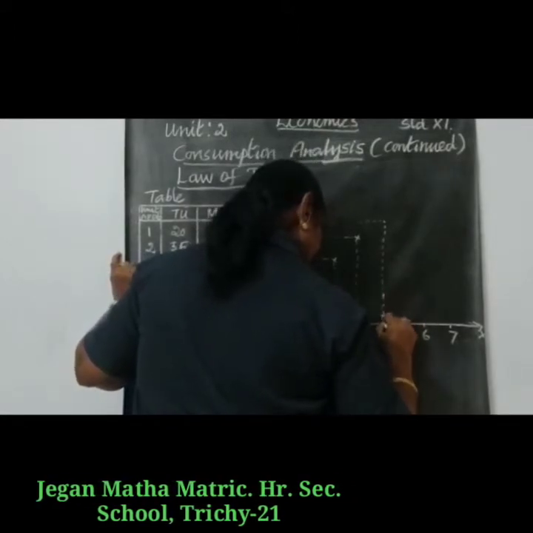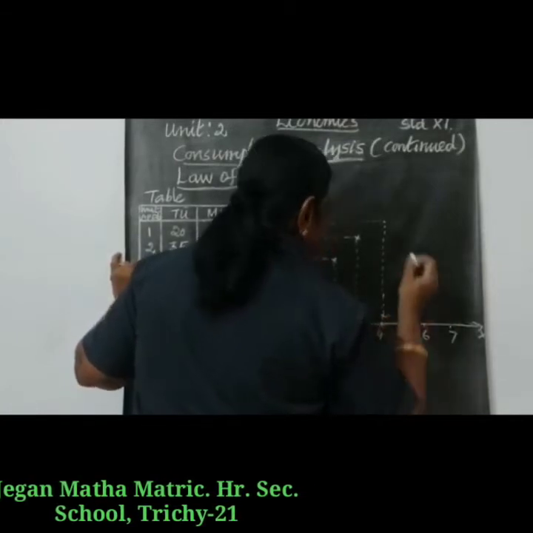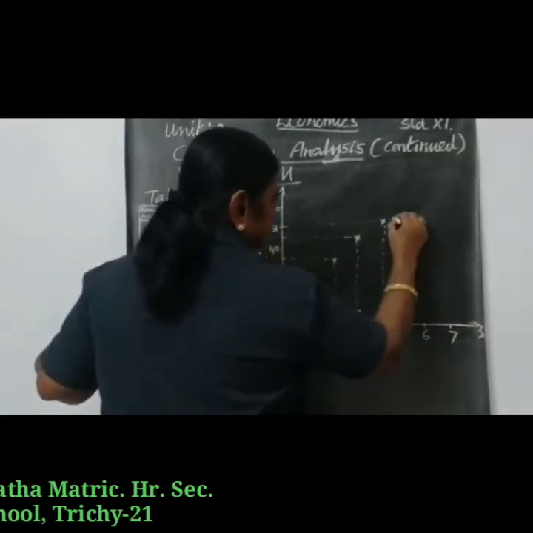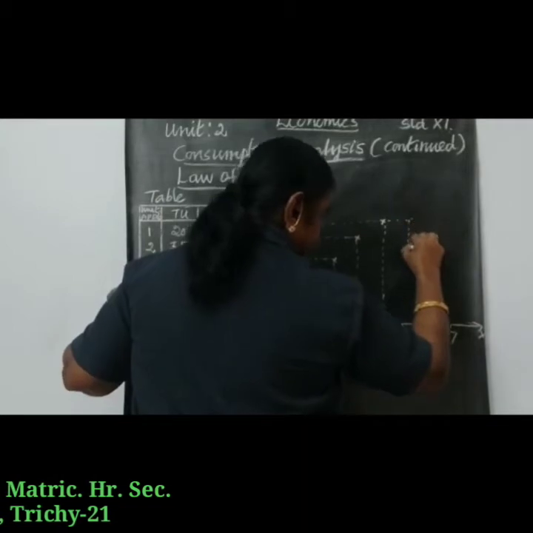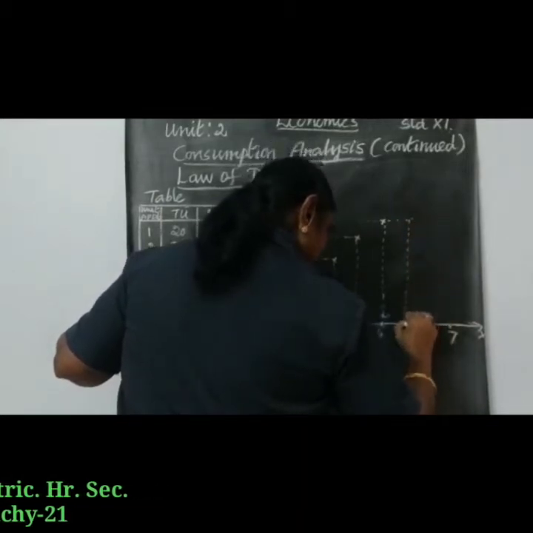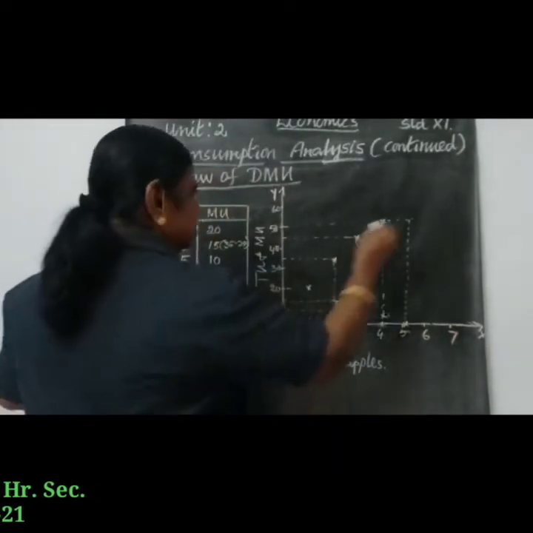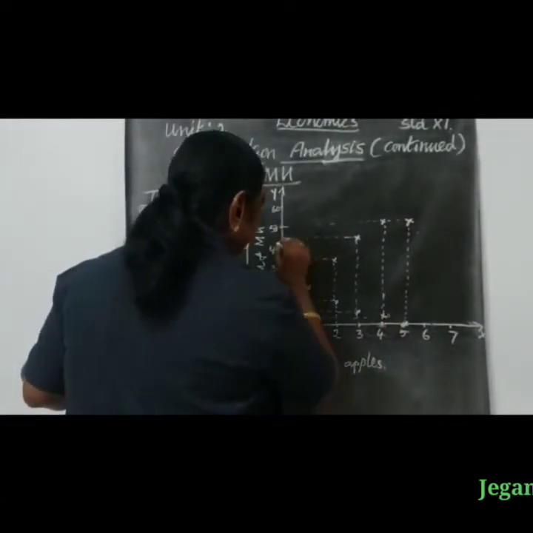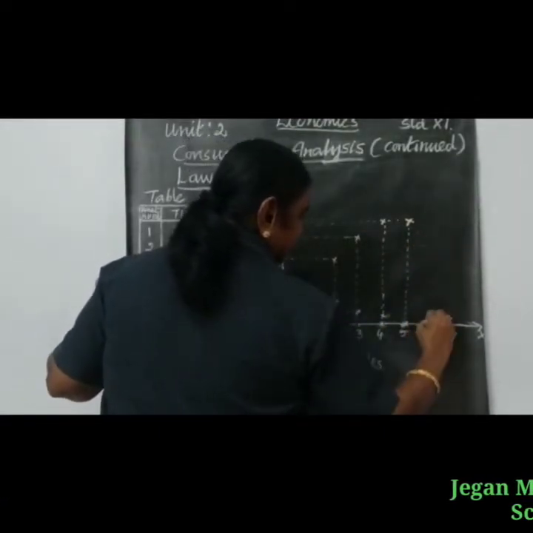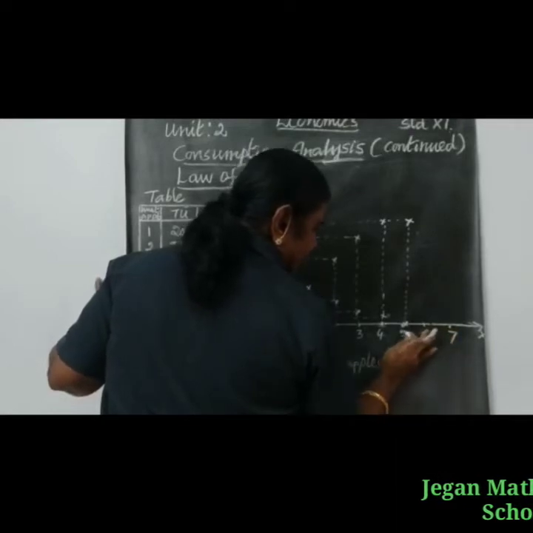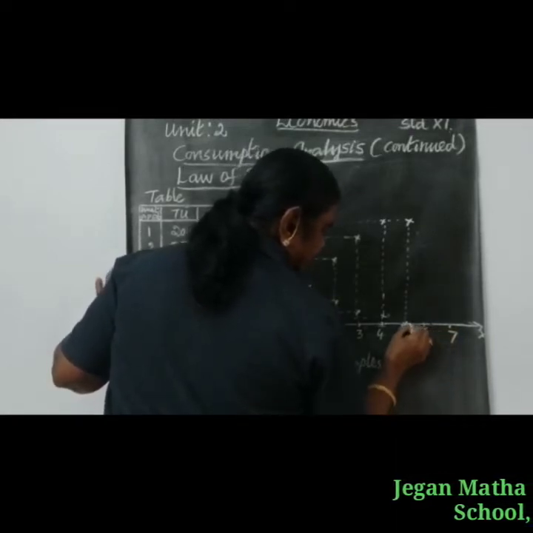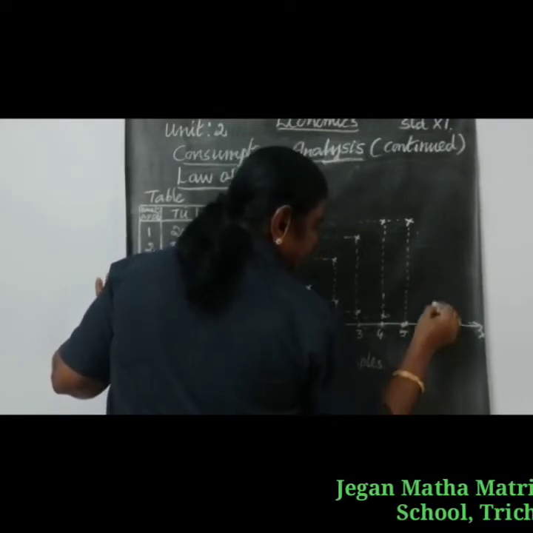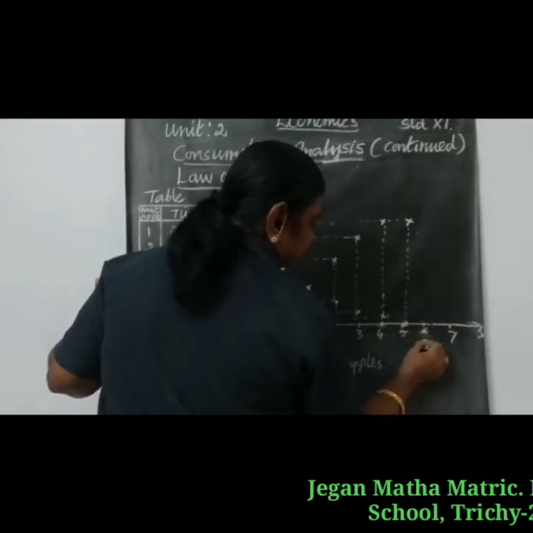So you can remember this for the fourth apple, 50. And the fifth apple, once again 50 only. So you have to consider here that marginal utility becomes 0, and here 50. And for the sixth apple, 45. Once again it reduces, and here it goes beyond 0, that is negative. So here you can mark it beyond 0, negative. You can mark it this way.